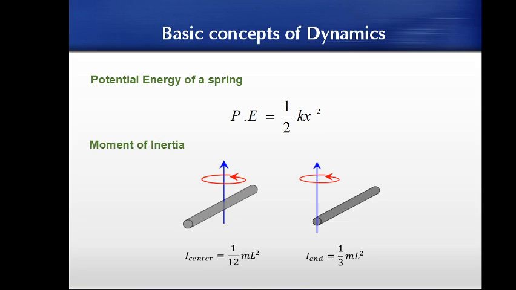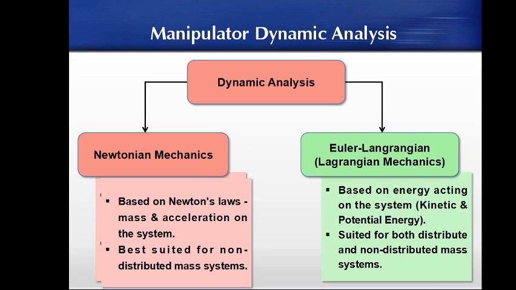The derivations of these basic equations can be obtained from books on the basic concepts of dynamics or basic mechanical engineering. So coming to our topic, in robotic systems there are two different methods by which we can apply dynamic analysis to a robotic manipulator. One is Newtonian mechanics, and the other is Euler-Lagrangian mechanics, commonly known as Lagrangian mechanics, or LM.